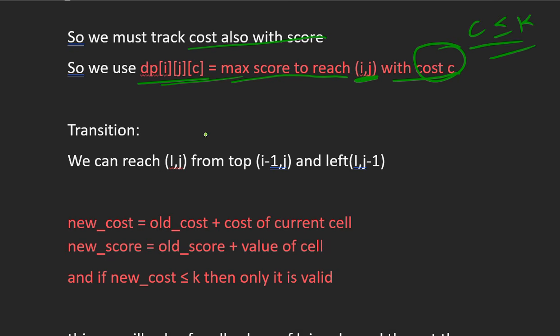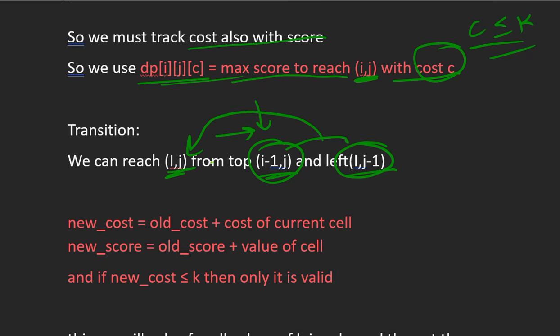So we will be using this. So what will be our transition for this DP state? We can reach I comma j from either the top direction, which is from the cell I minus 1 comma j, or from the left cell, that is I comma j minus 1. So these are the two cells from which we can reach the cell I comma j.